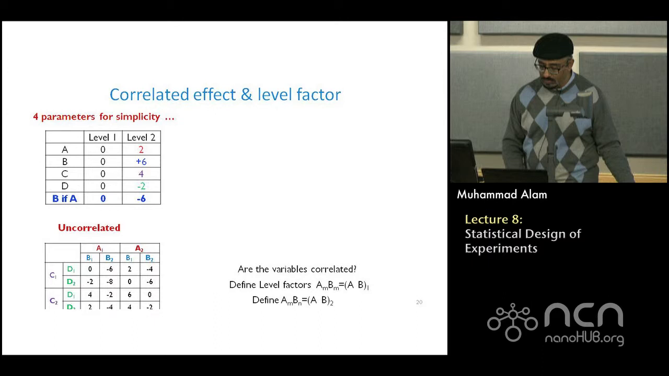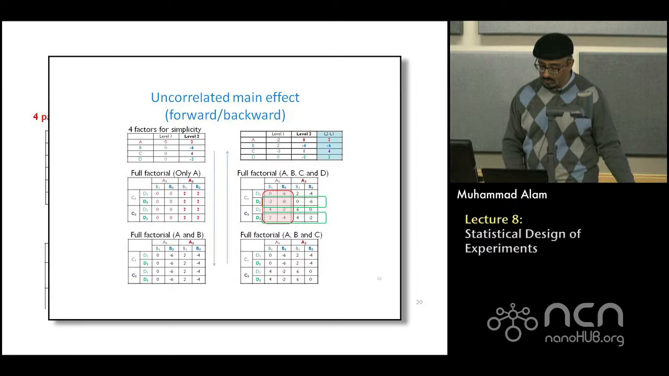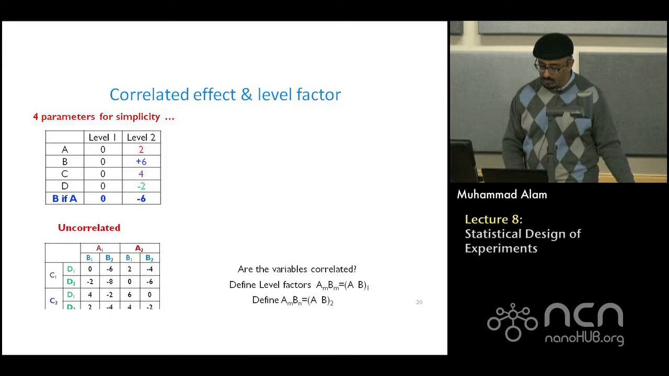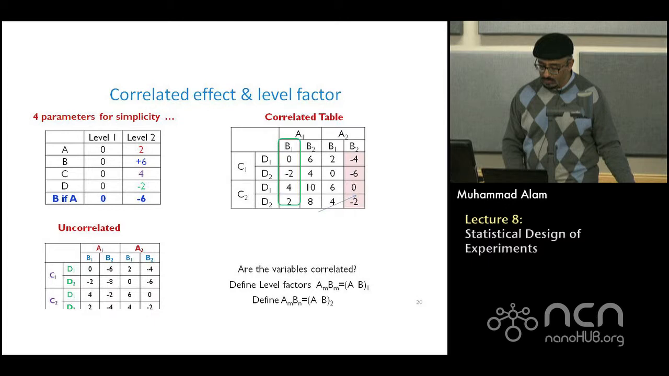And then what you can do is that if it were uncorrelated, remember this table I generated a few minutes ago, that had 0, -6, 2, and 4, just to remind you. I'm just talking about this table. I just copied that table. If it were uncorrelated, then this would have happened. But if it is correlated, then anytime B is present, instead of adding +6, you have to subtract 6.